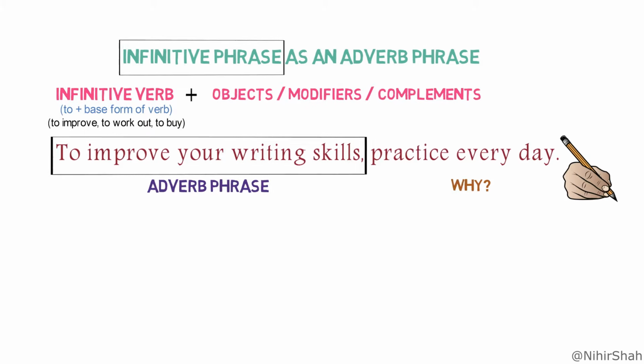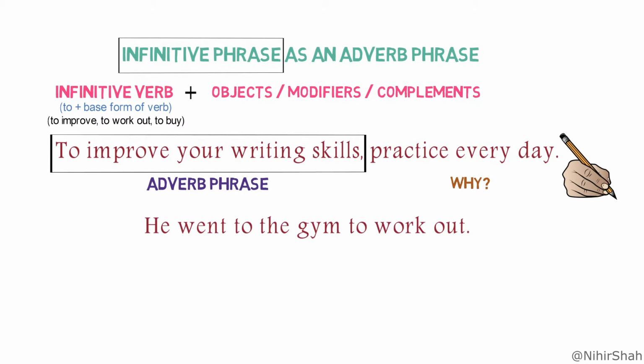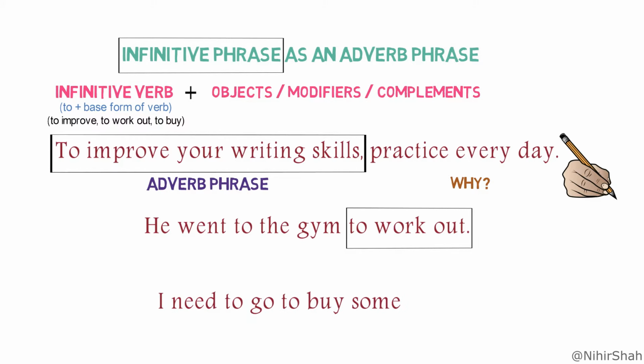Some more examples could be, he went to the gym to work out. Here, the infinitive phrase to work out is acting as an adverb in the sentence. So, it's an adverb phrase. I need to go to buy some food. Here, the infinitive phrase to buy some food is acting as an adverb in the sentence. So, it's an adverb phrase.